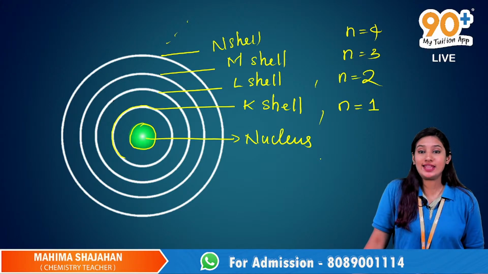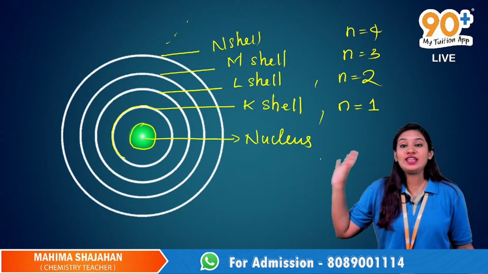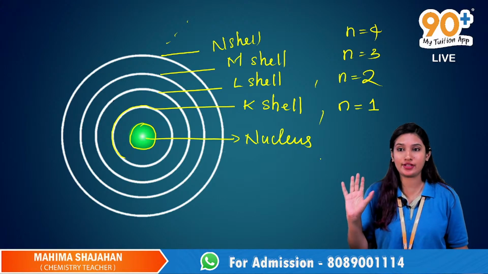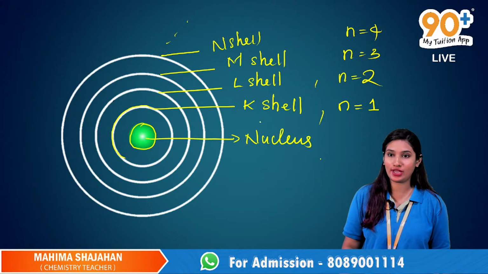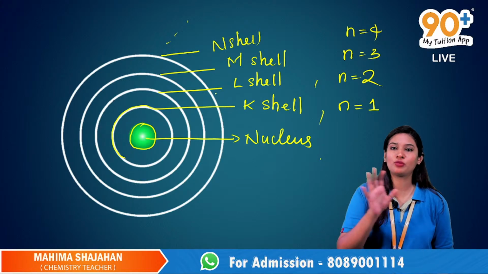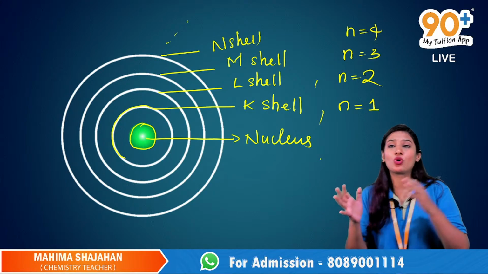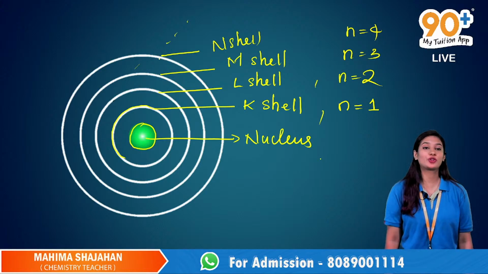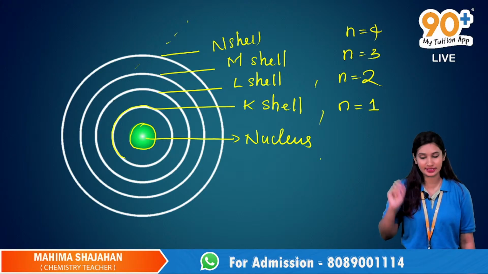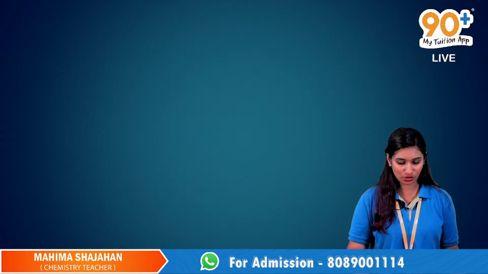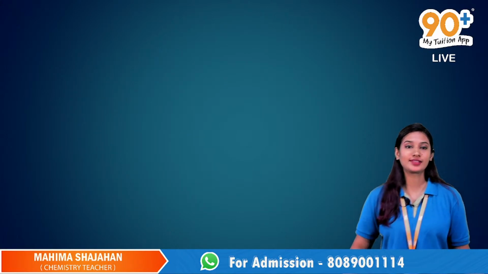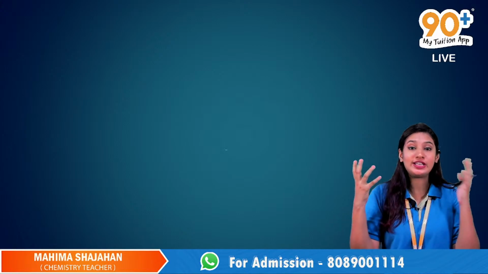They said that these orbits have some fixed energy. K shell has a fixed energy, L shell has a fixed energy. So these are also known as energy levels. Let's see a quick animation, so that you get a clearer idea.